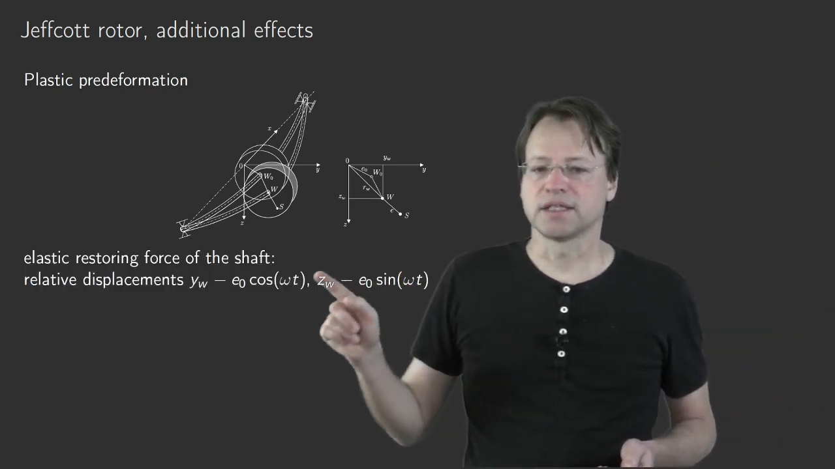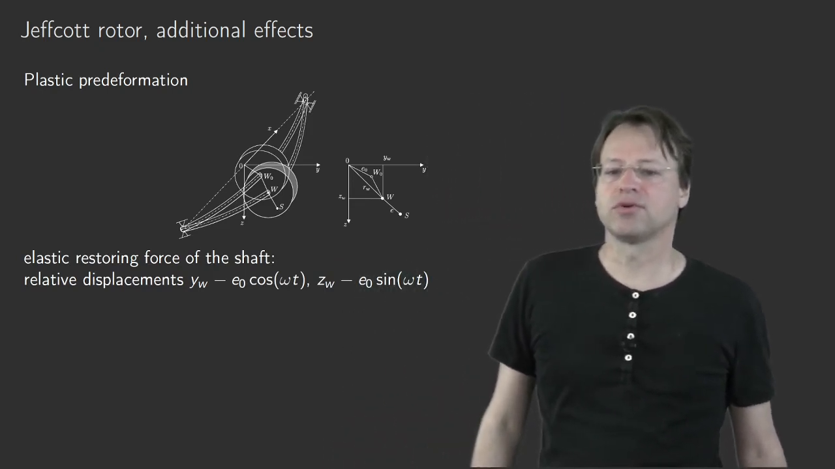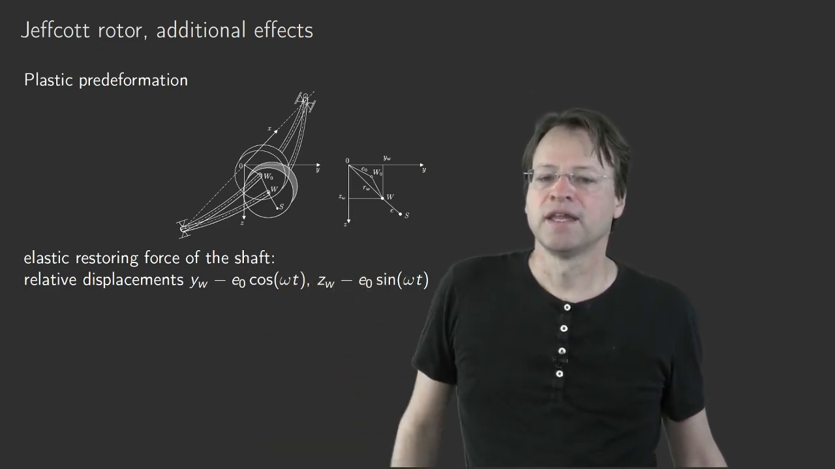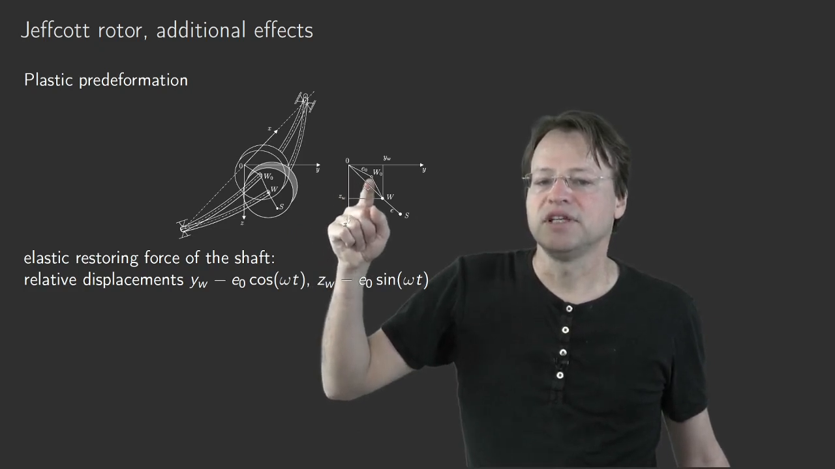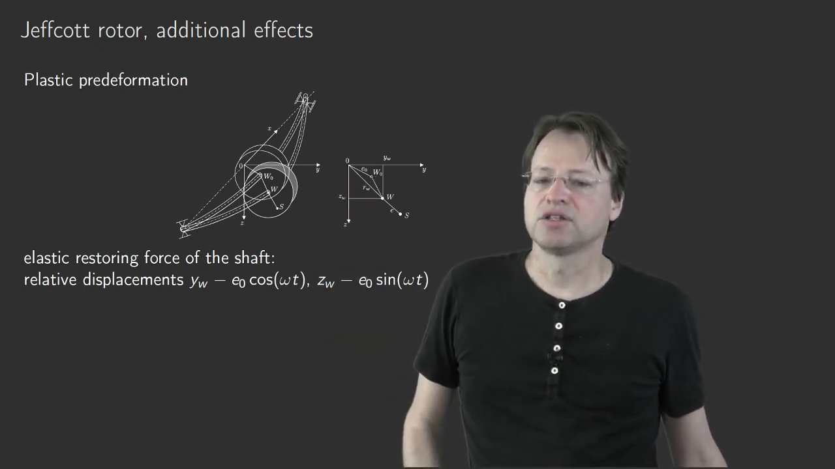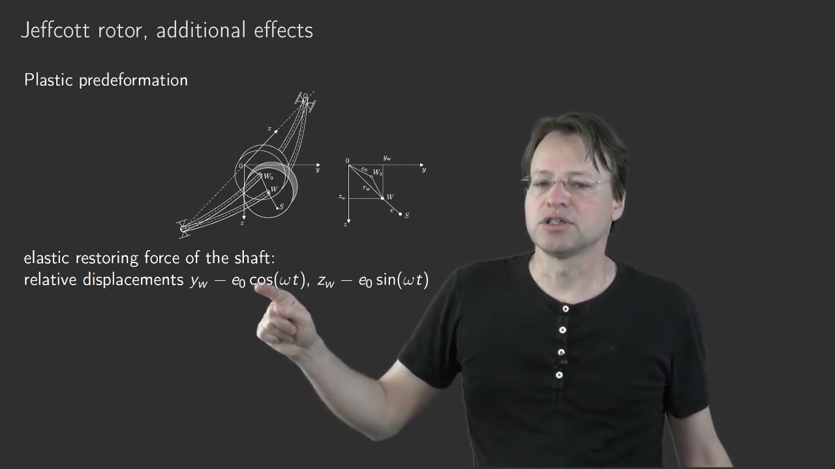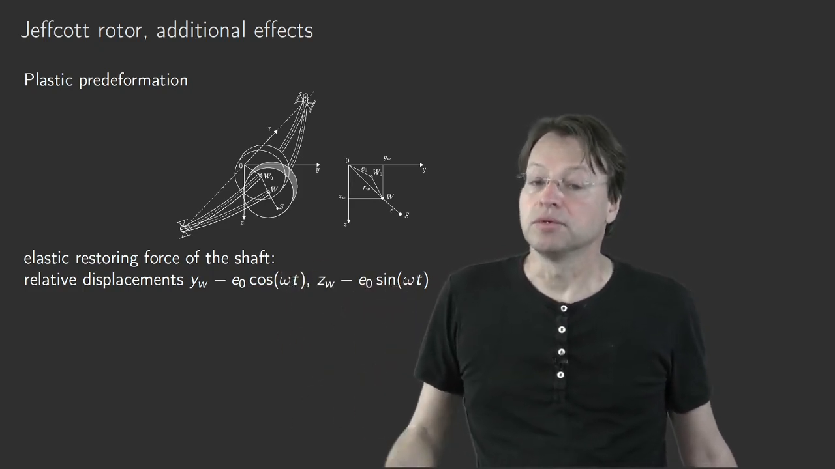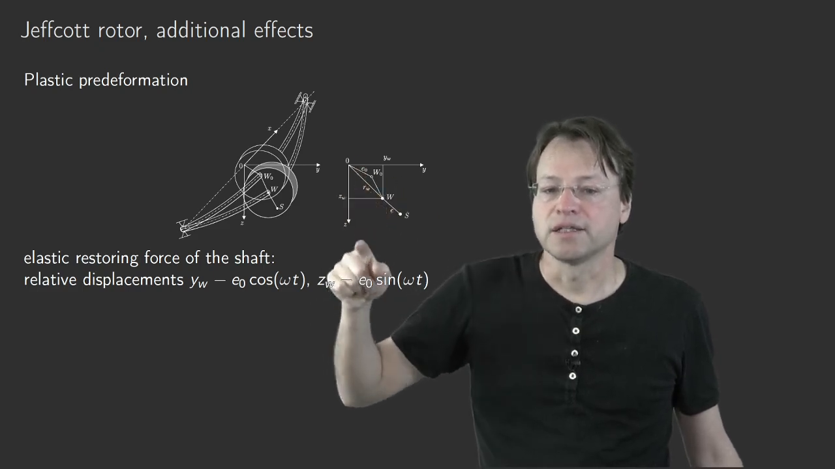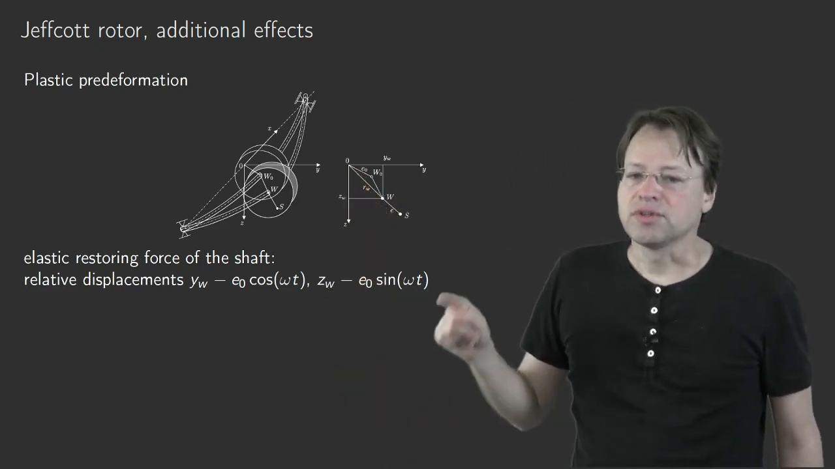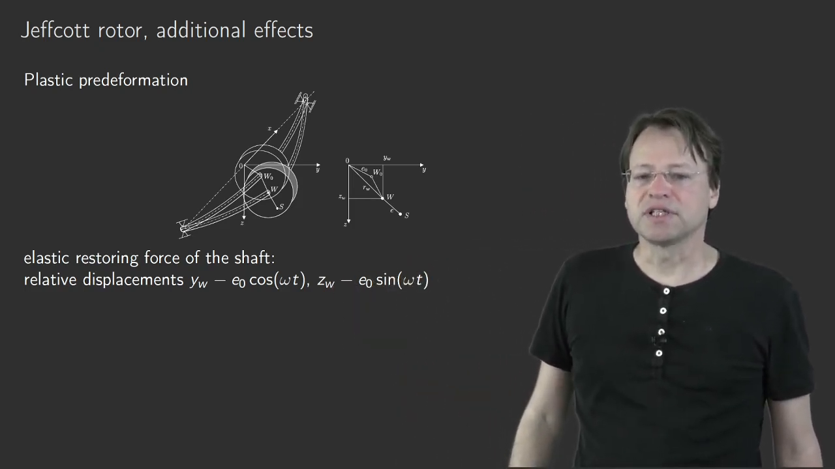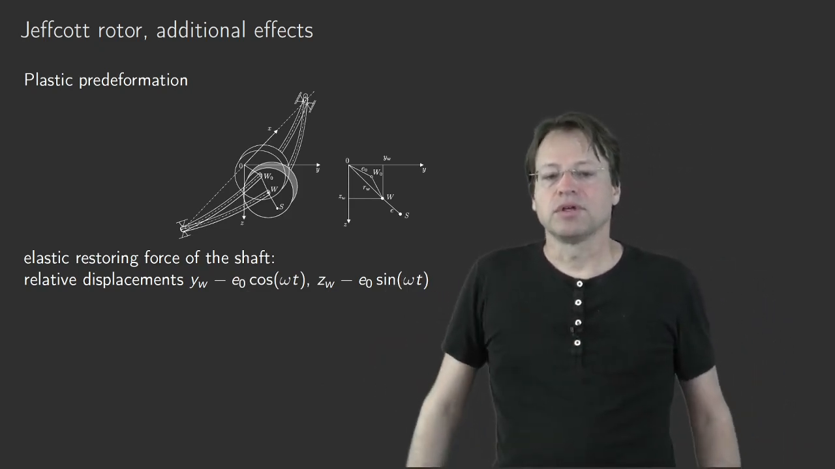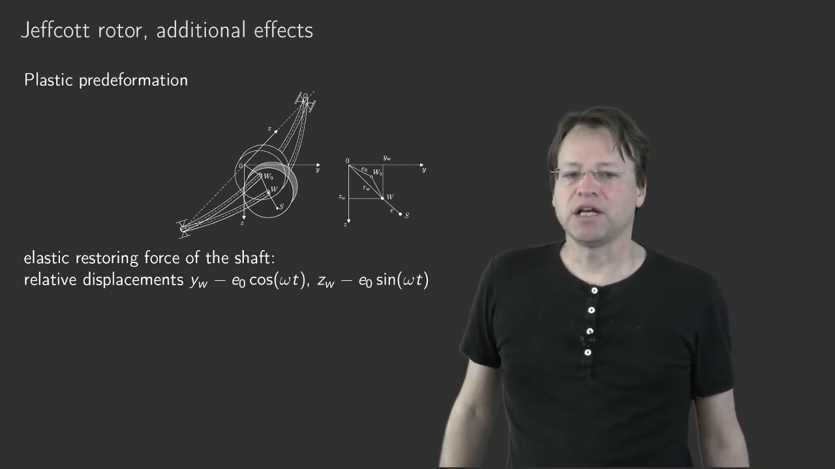So let's summarize this argument. The elastic restoring force of the shaft is now given by the relative displacement between the actual point W and that plastically predeformed initial point W0. The initial point W0 is described here by some initial radial displacement E0, and then there are cosine omega t and sine omega t to distribute that part on the y and the z axis here. So these are the relative displacements we have to take into account when we are talking about the elastic restoring forces. All the other equations for the classical Jeffcott rotor remain unchanged.